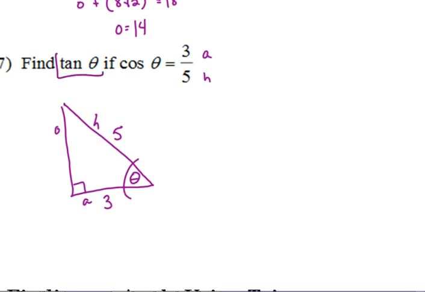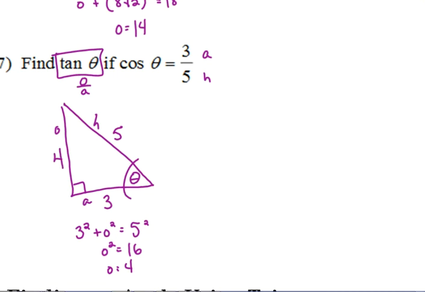It wants tangent. Tangent is the opposite over the adjacent. We have the adjacent, we don't know the opposite. We need to use the Pythagorean theorem. So O squared is equal to 16, so O is equal to 4.